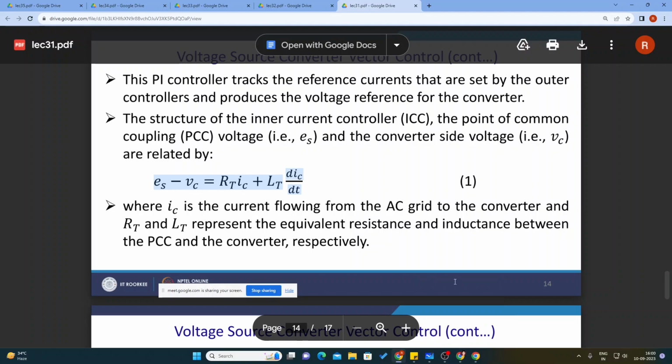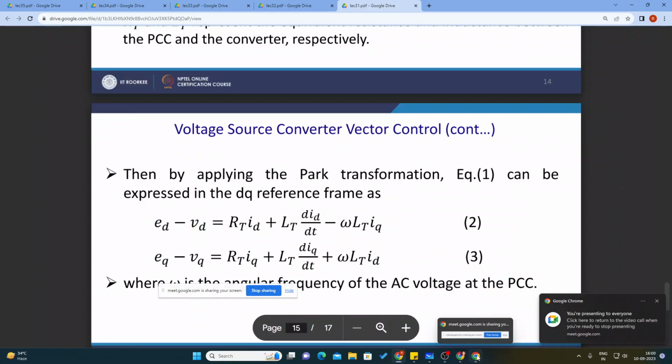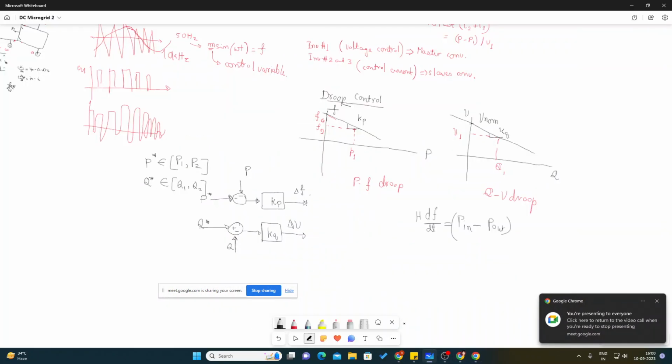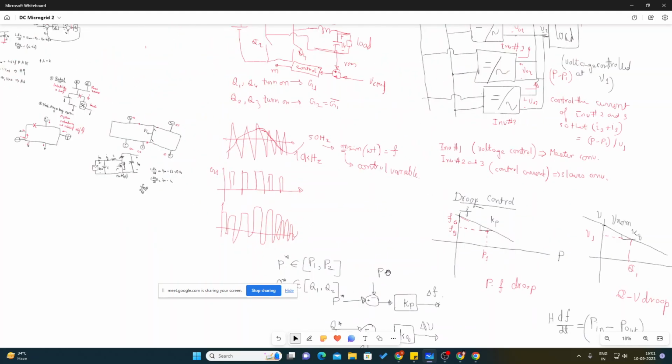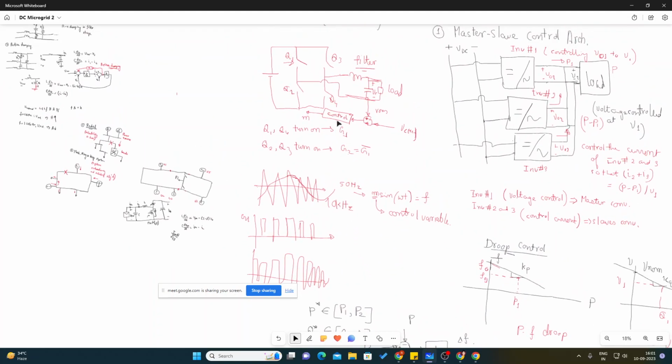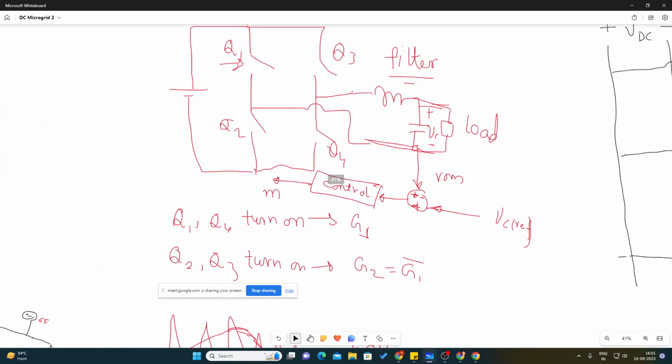So how can this expression be written? Here this is an inverter, right? Let's say this is plus minus V1 and this is plus minus Vc.